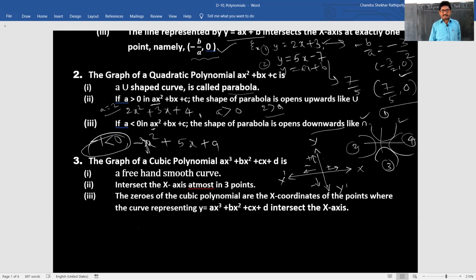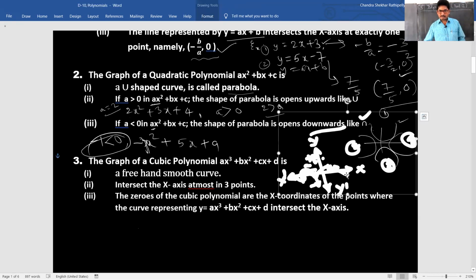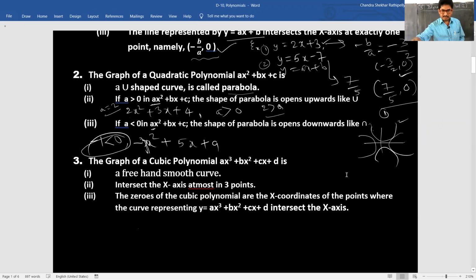So in this, a free and smooth curve intersects the x-axis at most in 3 points. So it looks like this: 1, 2, 3. If it cuts the x-axis at more than 3 places, that's why it is not correct.